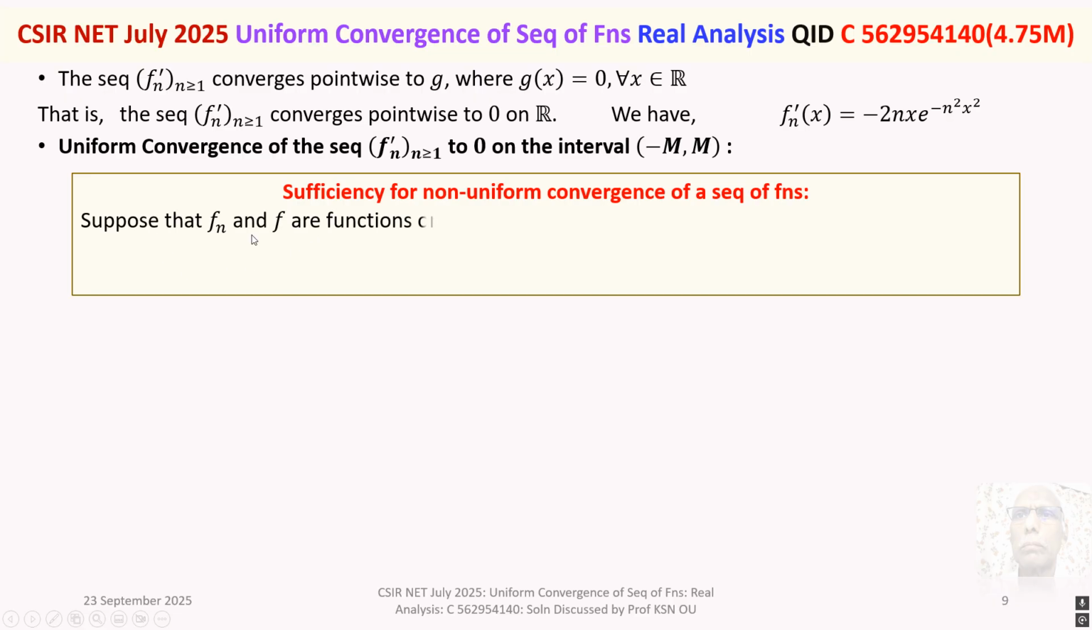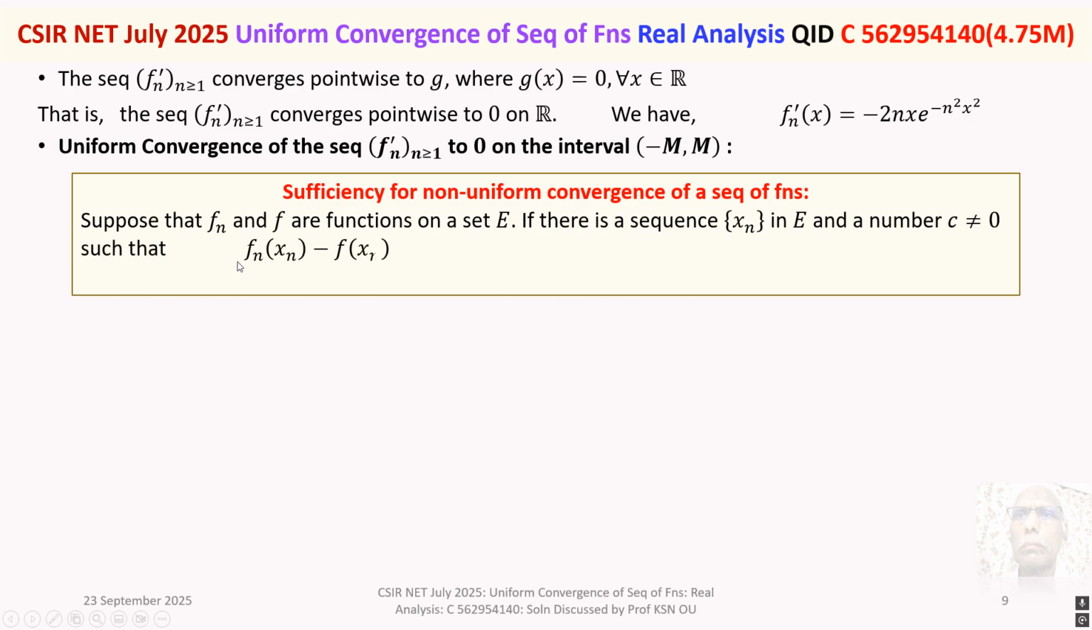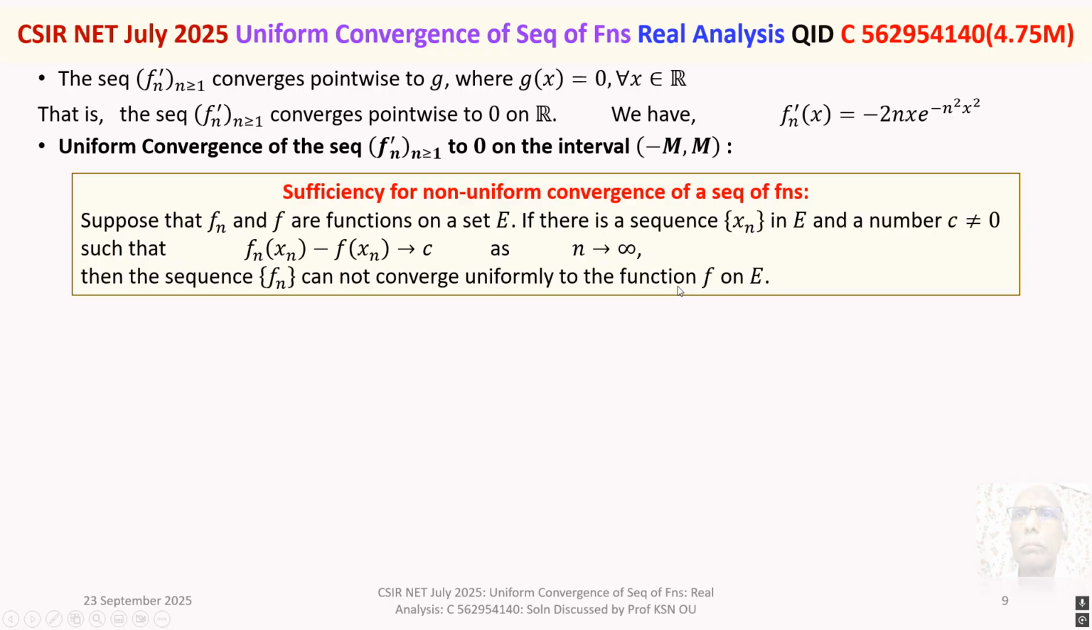Suppose that Fn and f are functions on the set A. If there is a sequence xn in E and a number c not equal to 0, such that Fn of xn minus f of xn tends to c as n tends to infinity, then the sequence Fn cannot converge uniformly to the function f on E. This we will apply for the sequence Fn prime.